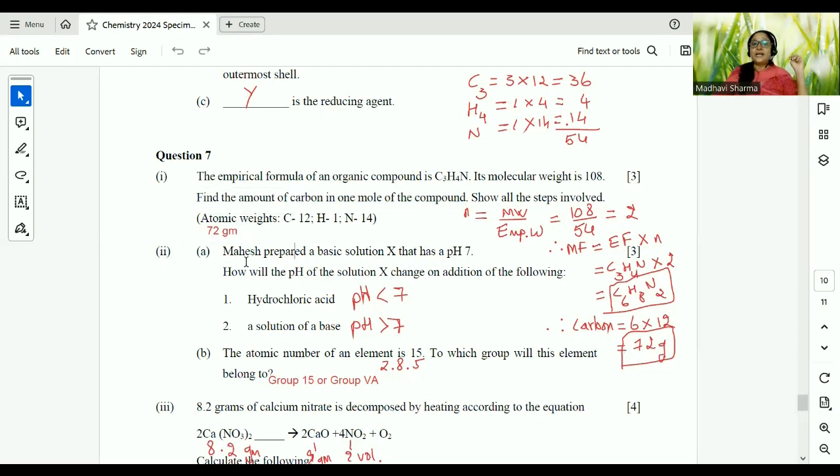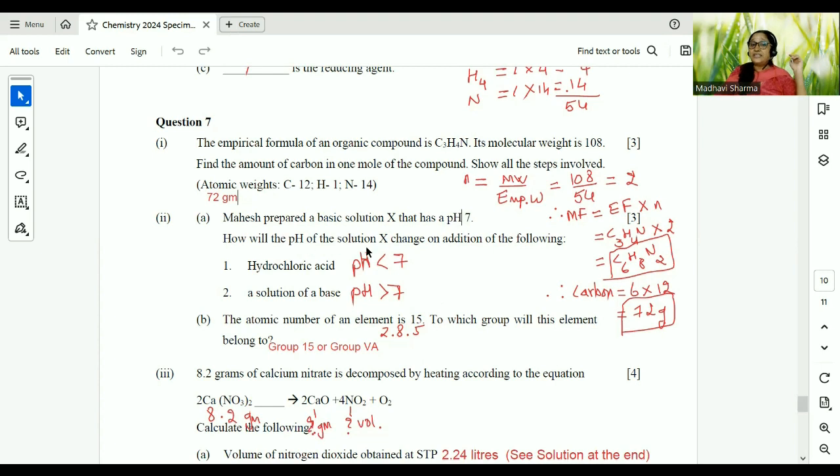All right. The second one: Mahesh prepared a basic solution X that has a pH 7. pH 7 means neutral. How is the pH of the solution X changed on addition of the following? When you add hydrochloric acid, pH is less than 7. When you add a base, it is more than 7.